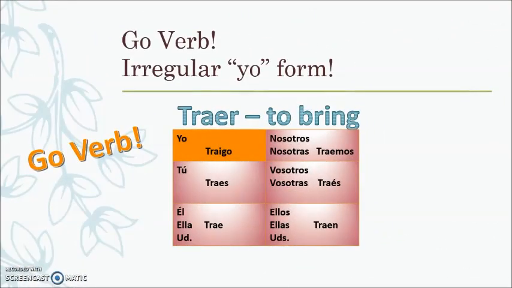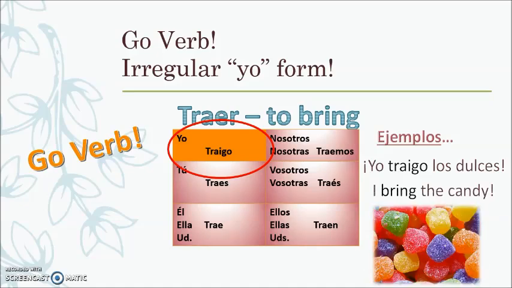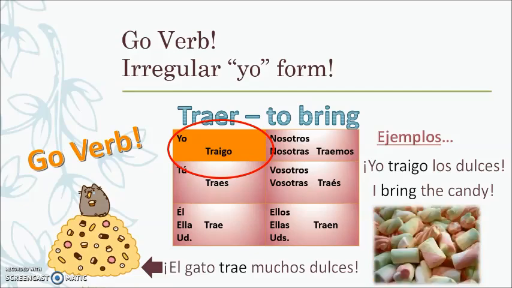Okay, another verb that is in irregular yo form is a go verb, and it is traer, which we just learned, which means to bring. And in the yo form, it is yo traigo. Everything else remains the same, but you say yo traigo for I bring, like yo traigo la piñata a la fiesta. I'm bringing the piñata to the party. Or could say yo traigo los dulces. I bring the candy to the party. Y el gato trae muchos dulces.